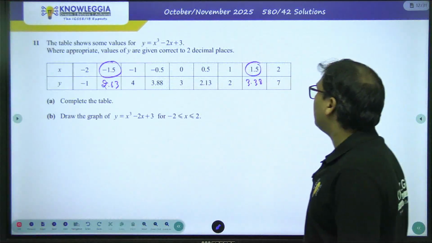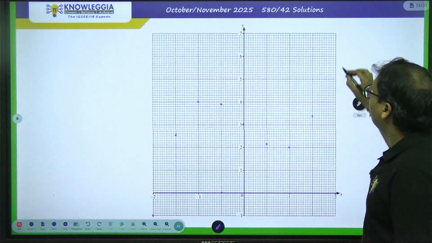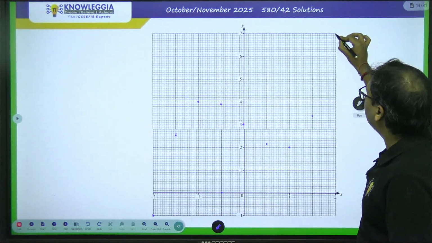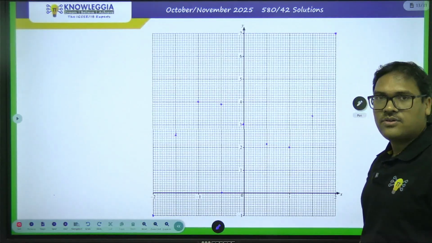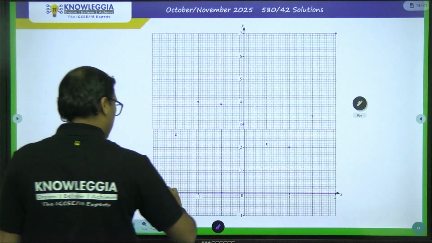And at 2, this is 7. 7 is somewhere here. So these are the values. And if you have to plot the graph, you just join these points freehand.